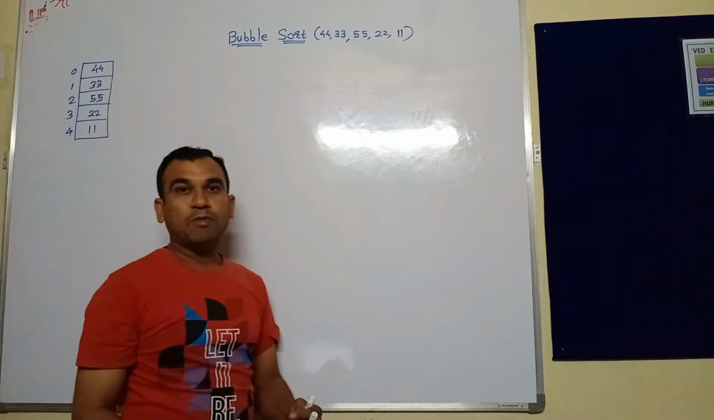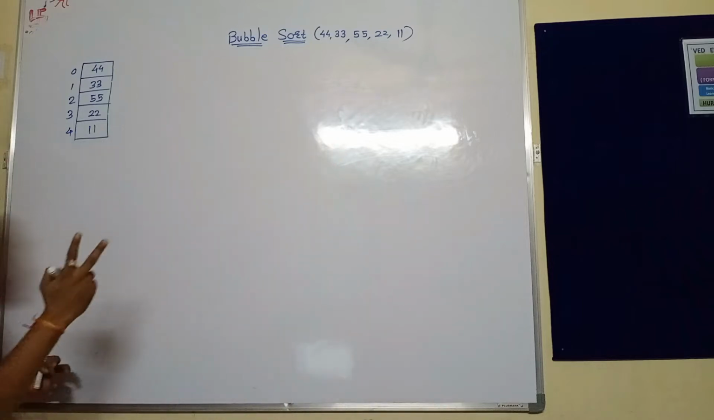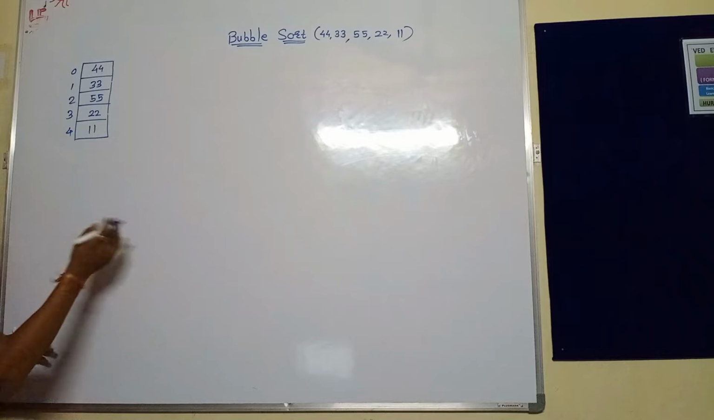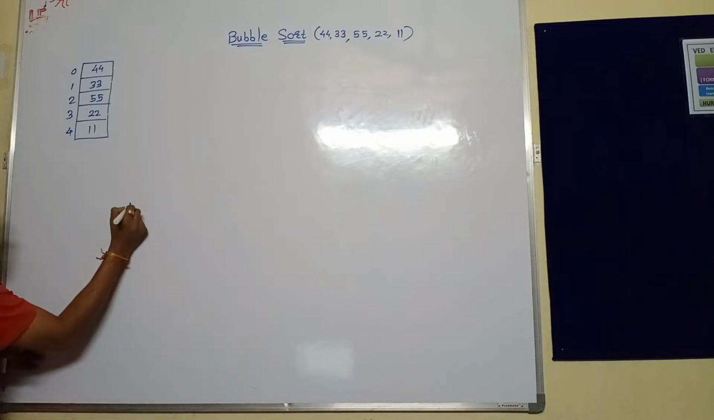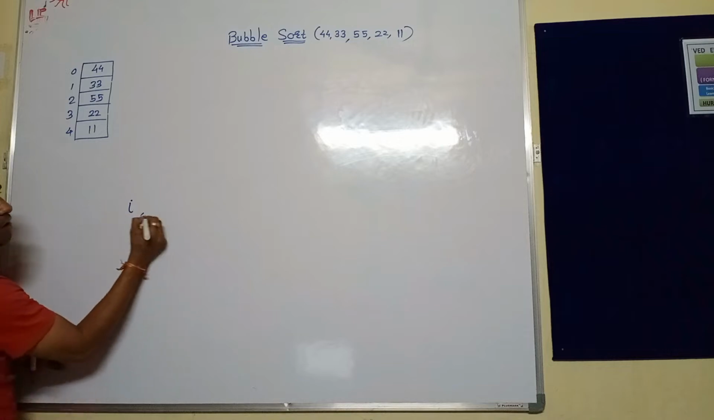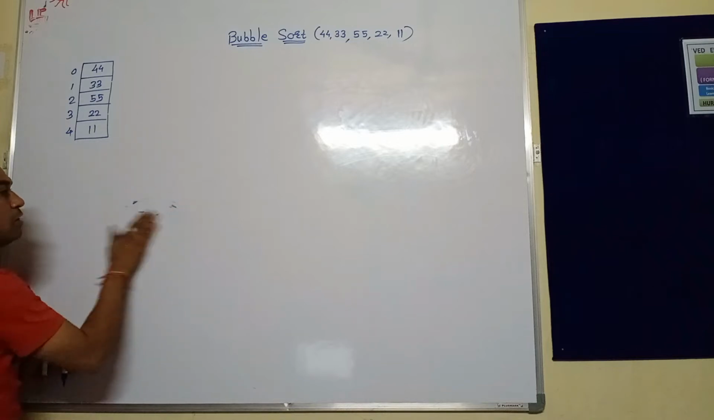So how is the bubble sort technique built? Let's see. First of all, I will use two for loops, one outer for loop and one inner for loop. For the outer for loop, I am going to use the variable i, and for the inner for loop, I am going to use the variable j.